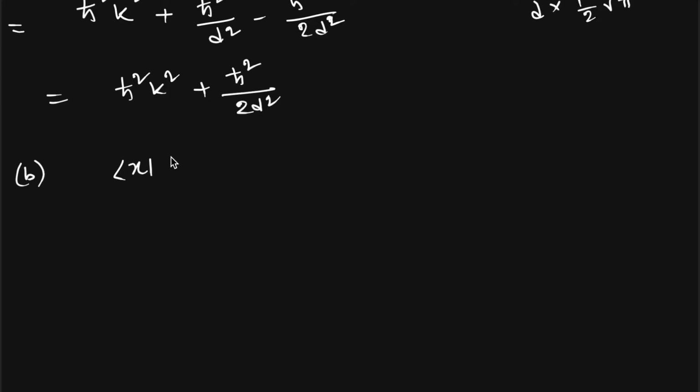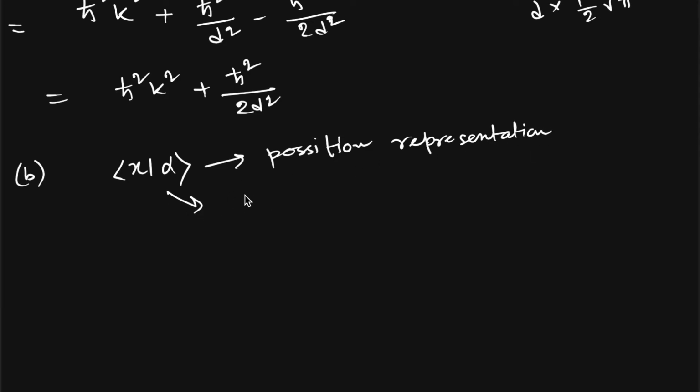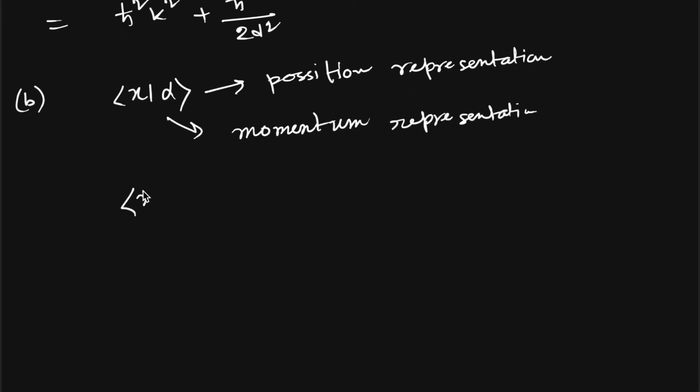We know <x|alpha>, the position representation. Now we have to calculate from here the momentum representation. So let us see that. We have to calculate <p|alpha>. p is the eigenket of the momentum operator, and this will be the momentum representation of this wave function alpha, of the state alpha.